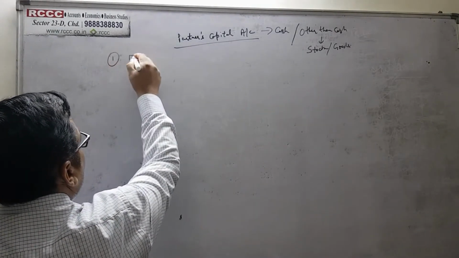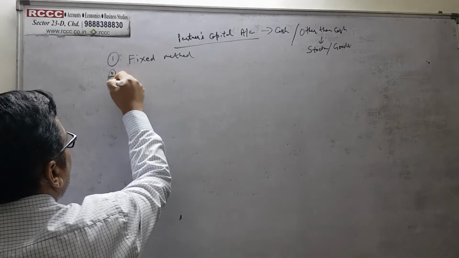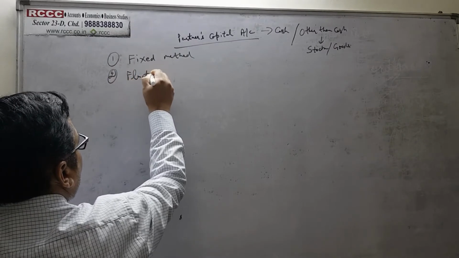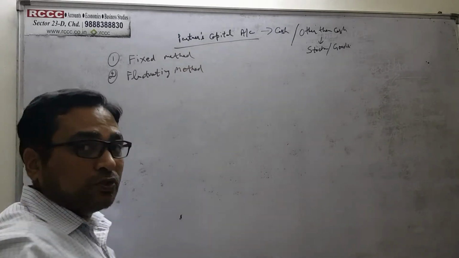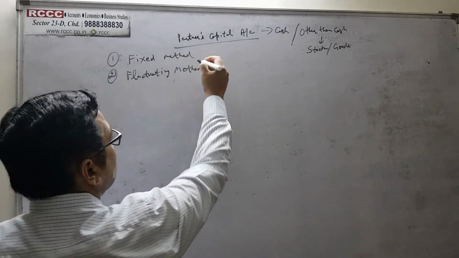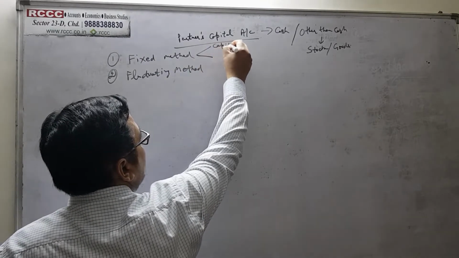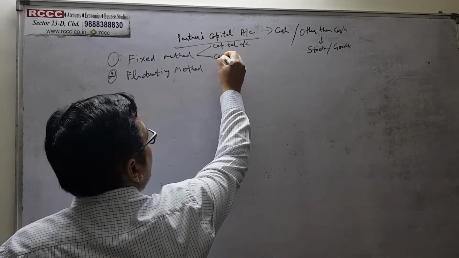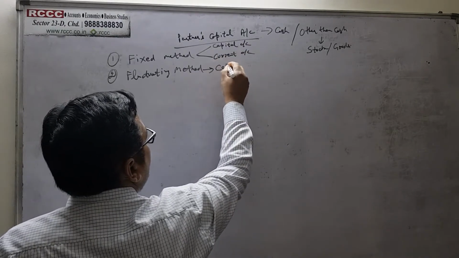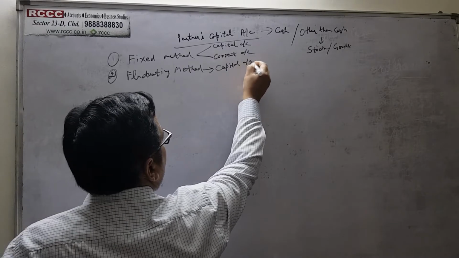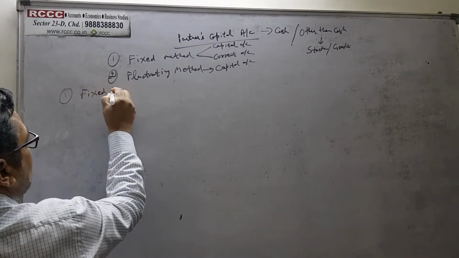One is the fixed method, the second is the fluctuating method. There is a difference between the fixed method and the fluctuating method. In case of the fixed method, what do we do? We prepare two accounts: one is the capital account and we also prepare the current account. In case of the fluctuating method, we only prepare the capital account. So let me share with you the first one, which is the fixed method.